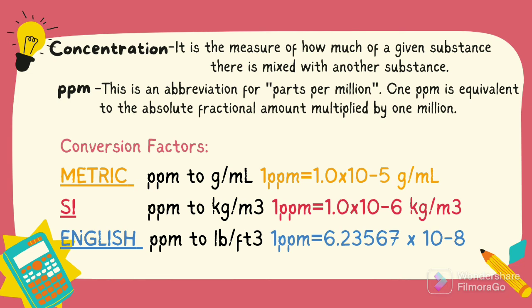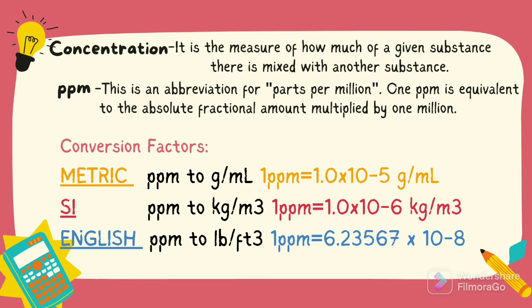Concentration is the measure of how much of a given substance there is mixed with another substance, while ppm is an abbreviation for parts per million. 1 ppm is equivalent to the absolute fractional amount multiplied by 1 million. To convert ppm into metric unit, you can use the formula ppm to gram per milliliter. 1 ppm is equal to 1.0 times 10 raised to negative 5 gram per milliliter.